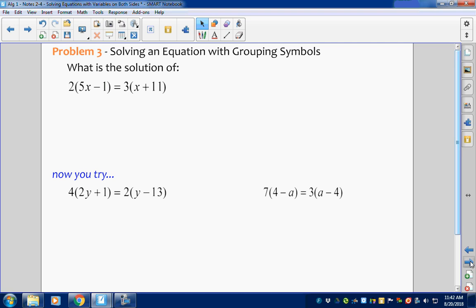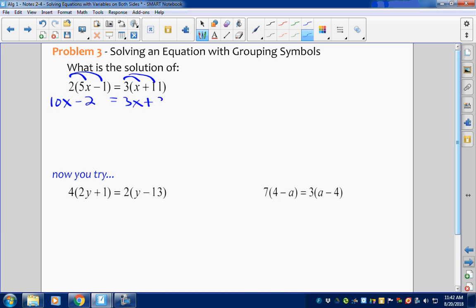This one, we add in parentheses. So remember, we have to do parentheses first. If I distribute the 2, I get 10x minus 2. If I distribute the 3, it's 3x plus 33. And now this looks like problem 1. So what would I suggest you do on this one? Yeah, that's what I would do. You get to choose your own adventure on these equations as long as you don't break the rules. So I would try and keep the number in front of x positive.